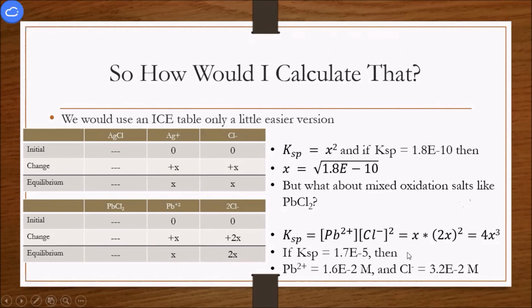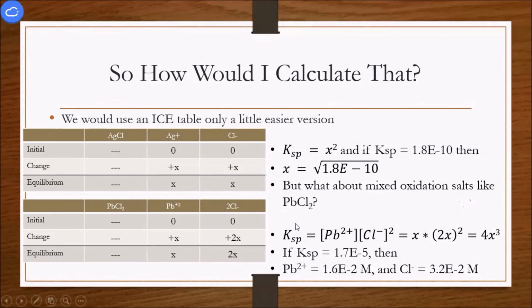So to do this, I'm going to take 1.7 times 10 to the negative 5th. I'm going to divide by 4, and then I'm going to cube root that to get our x. Our x is the concentration of lead, which is 1.6 times 10 to the negative 2nd. Now, because chloride is equal to 2x, we have to double that: 3.2 times 10 to the negative 2nd.